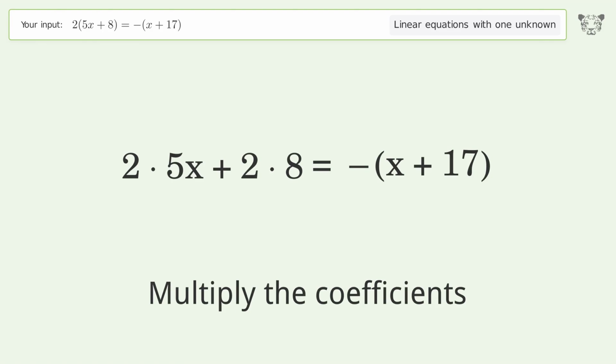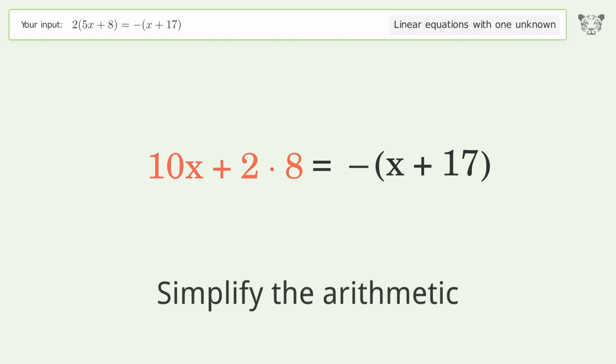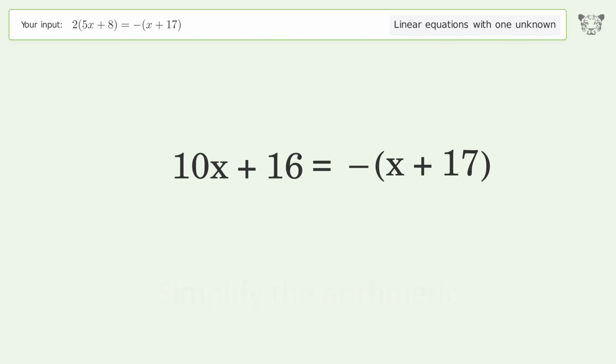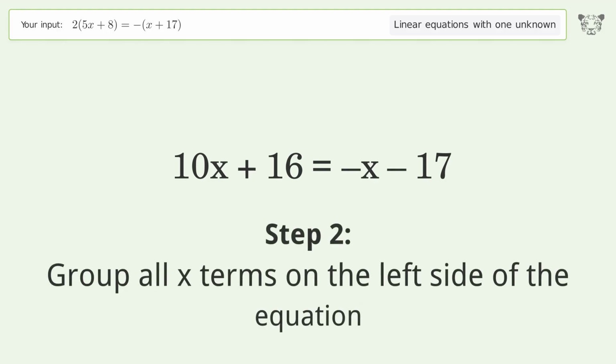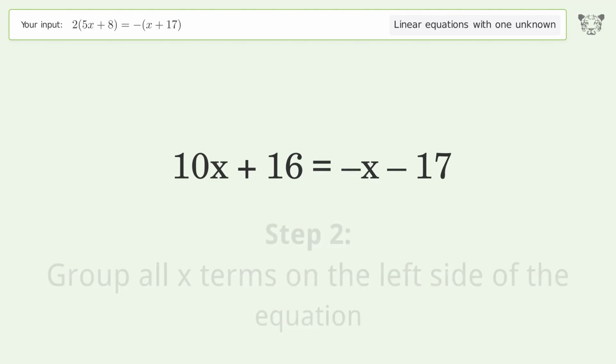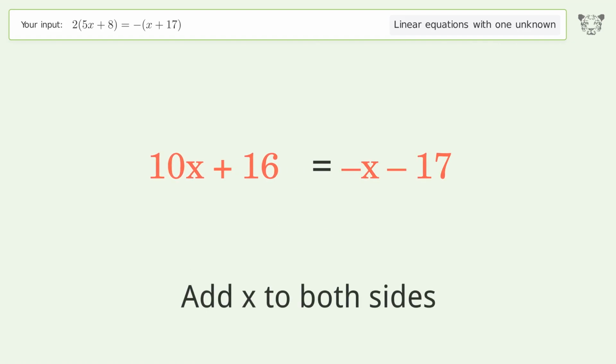Multiply the coefficients. Simplify the arithmetic. Expand the parentheses. Group all x terms on the left side of the equation. Add x to both sides.